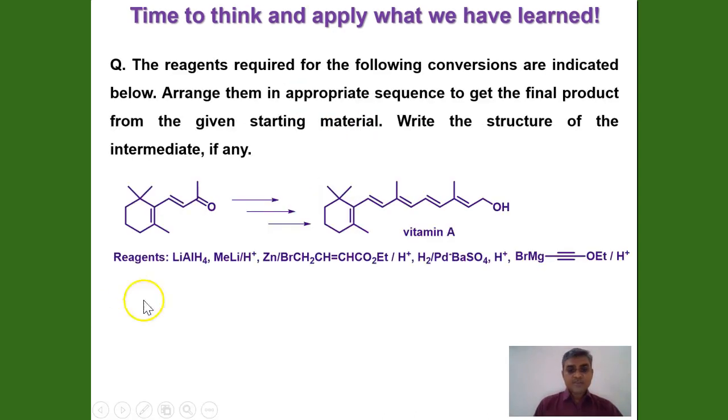Now the second problem is related to the synthesis of vitamin A, where organometallic reagents are given. These reagents are given in a random way, and we have to arrange them in an appropriate sequence to reach the structure of vitamin A. And in this case, again we have to write down the structures of the intermediate compounds.